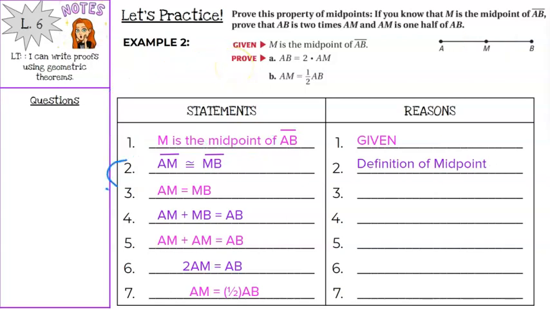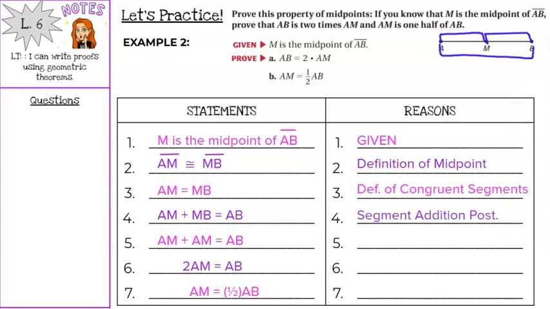Then from statement 2 to statement 3, we go from congruence to equality, and that's just our definition of congruent segments. If 2 segments are congruent, then their measures are equal. So we can say that AM equals MB. So now we have AM, this length right here, plus MB, this length right here, equals AB, the length of the whole, and that is again that segment addition postulate, which says that the 2 pieces that make up the whole can be added together to equal that whole piece.